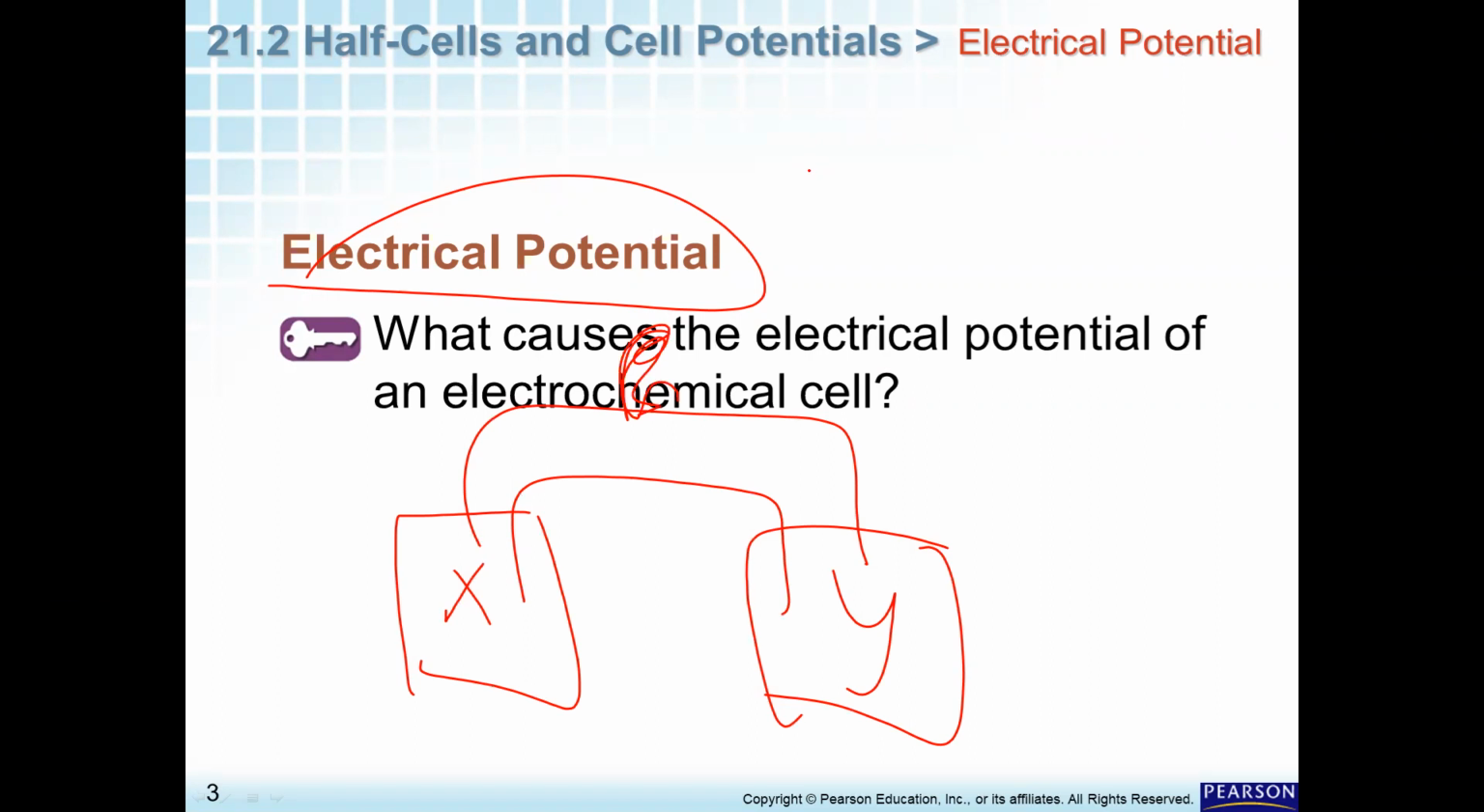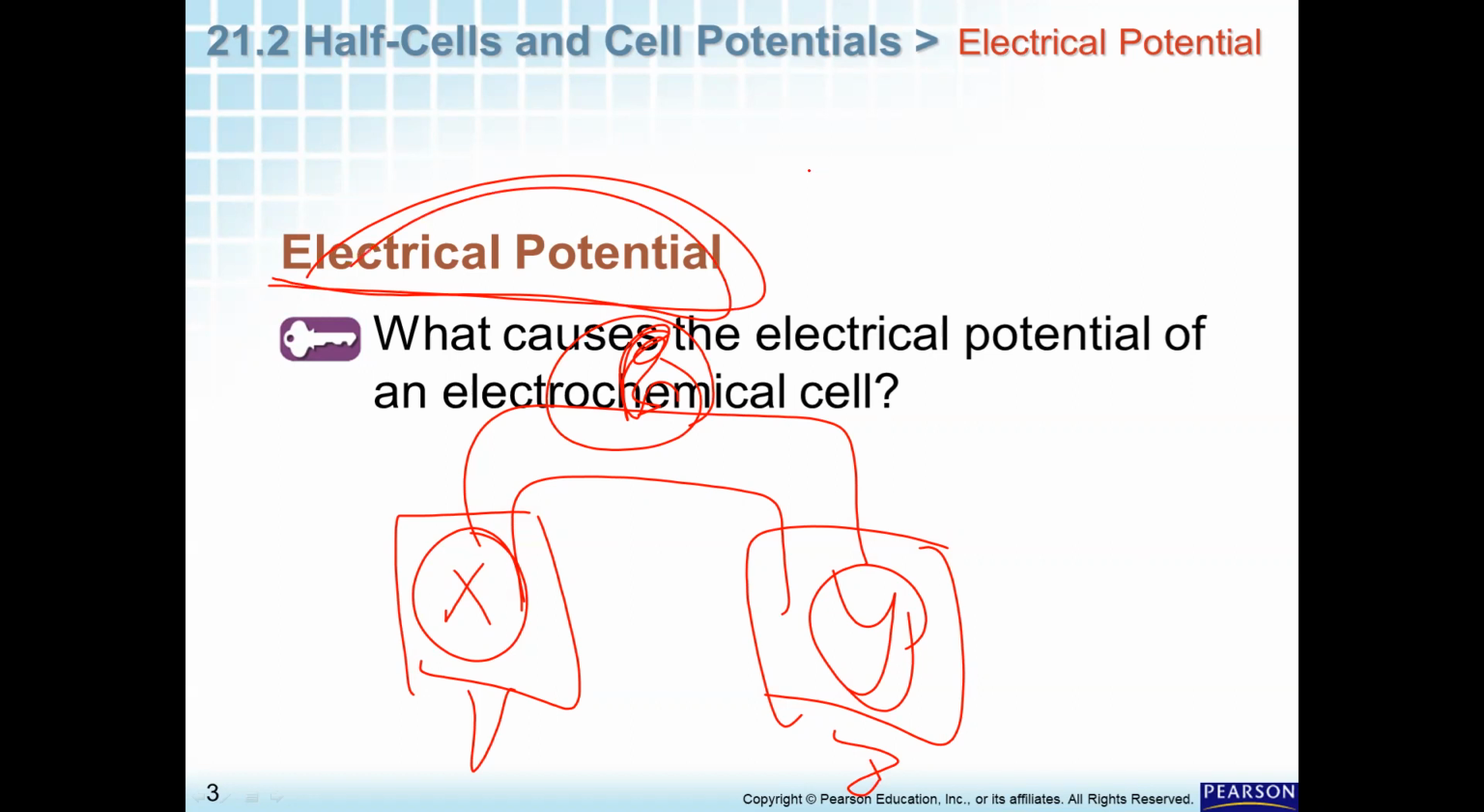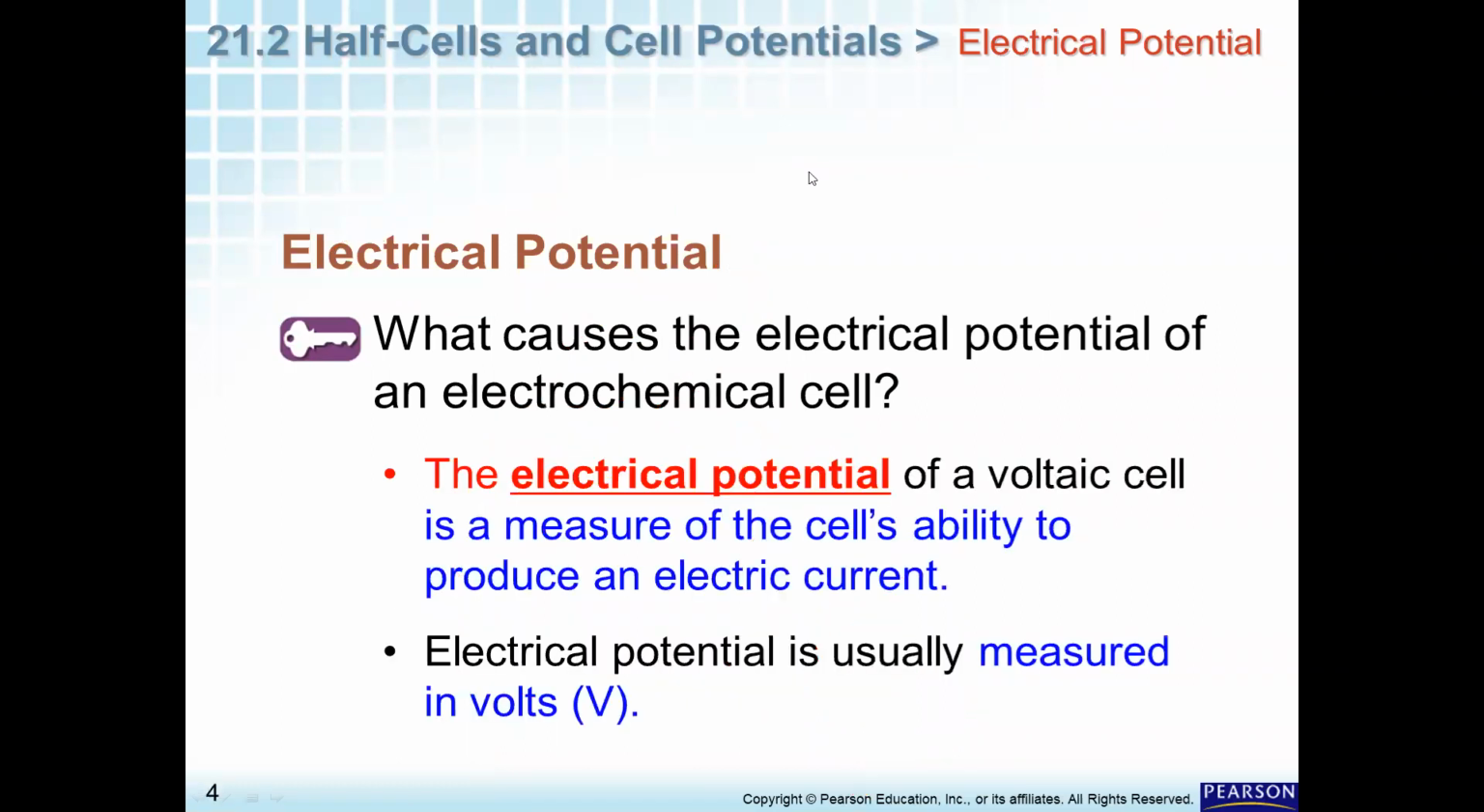Now, that amount definitely depends on X and Y, what they are. I mean, if we change that into V and Z, for example, different elements, then the amount of electric current will be different. And that's what we call electrical potential. Electrical potential is the ability of an electrochemical cell to produce electric current. So it's a measure of how much ability there is to produce electric current, and usually we use the volt in order to do that.